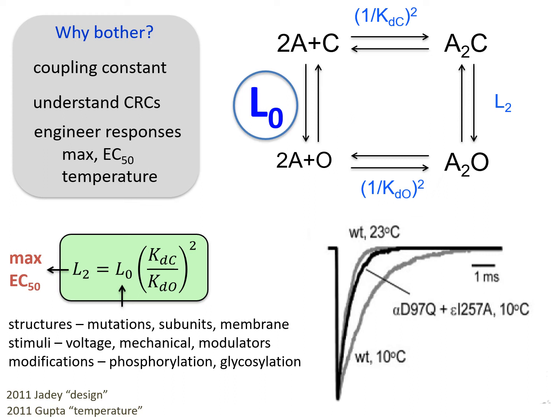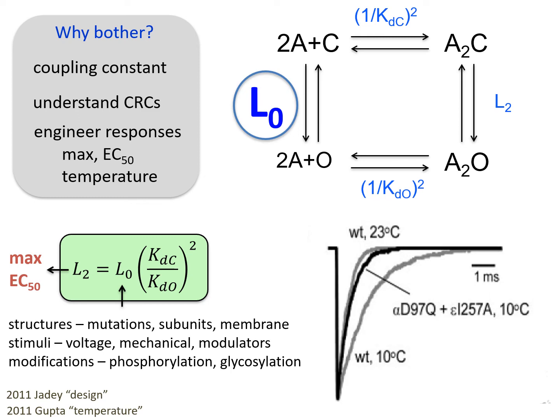I just want to show one quick other example, which is you can also engineer the transition state, not only the equilibrium constant, but the transition state. So temperature only affects the transition state, and by judiciously adding mutations that change the transition state, you can engineer the temperature dependence of your response. These are simulated synaptic currents to the right, and we can speed up a response that is normally slow at 10 degrees. So, in other words, for those three reasons, it's important to measure L0.